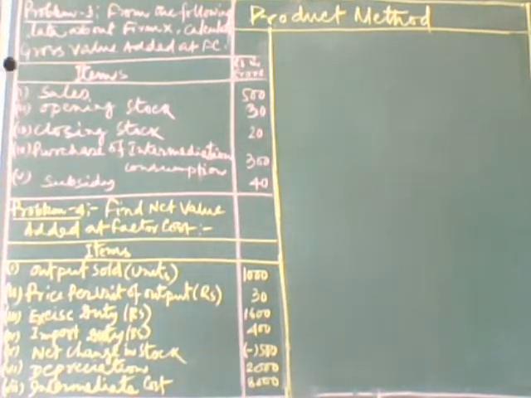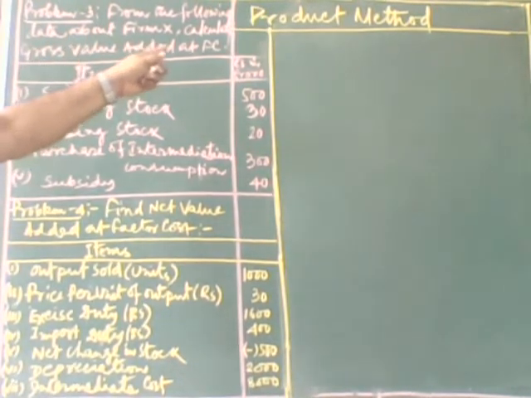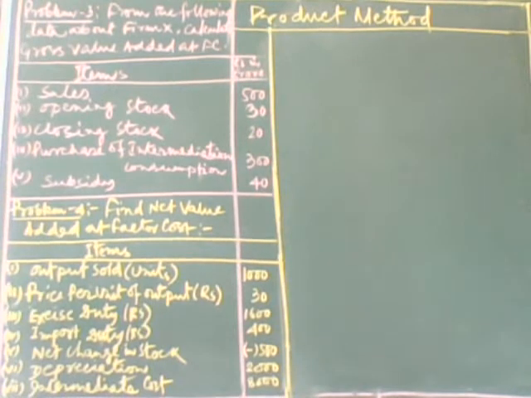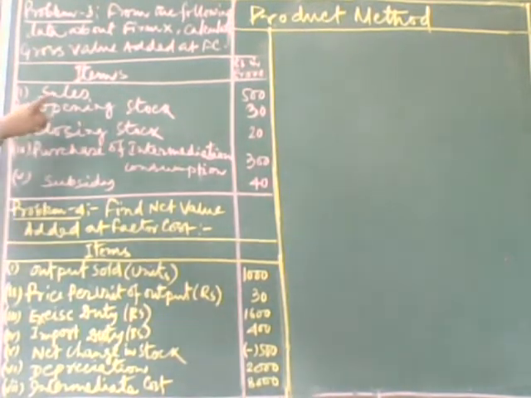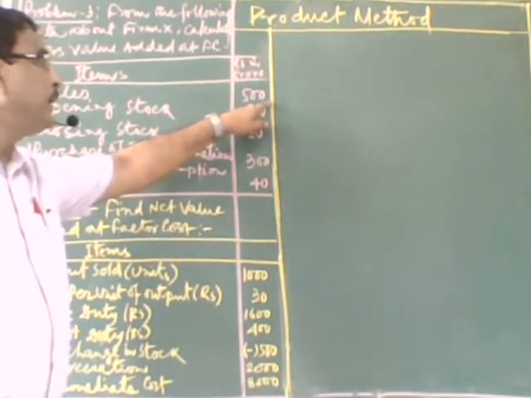The problem number 3. From the following data about farm X, calculate gross value added at factor cost. The items and rupees in crore is given. Item number 1, sales. That value is 500.